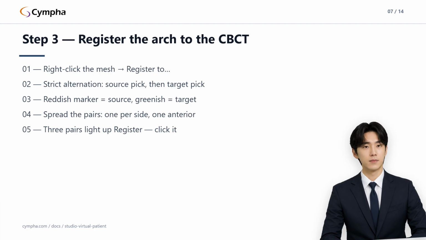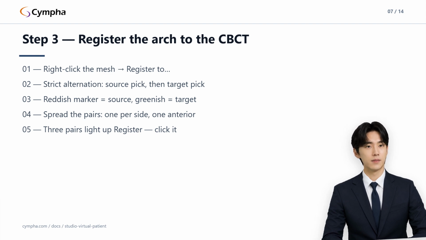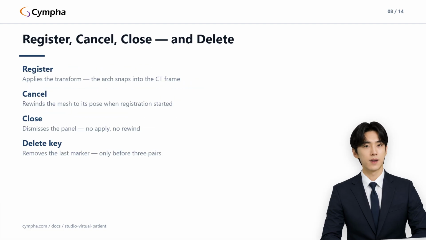One more habit worth building. After a successful CT registration, right-click the mesh and turn on Show in 2D. The arch's silhouette then appears in the slice overlays, which is the quickest way to verify the alignment looks anatomically sane on axial, sagittal, and coronal slices.